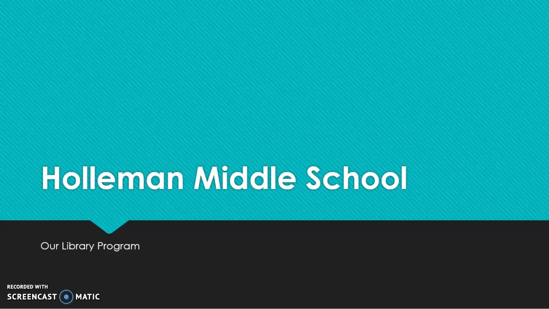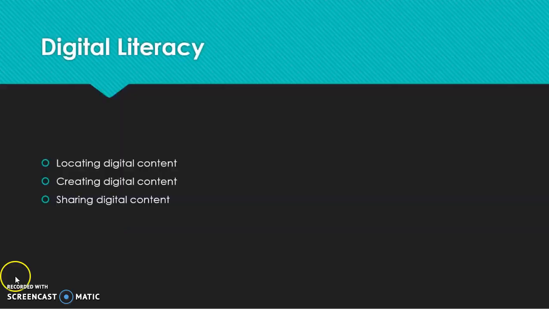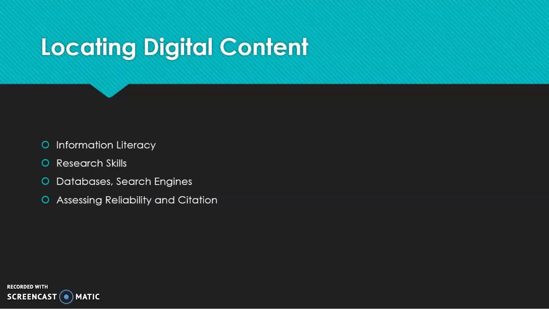This video is a brief overview of the Holleman Middle School Library Program. One of our primary goals in the school library is to teach students digital literacy. Digital literacy has three main parts: locating digital content, creating digital content, and sharing digital content.